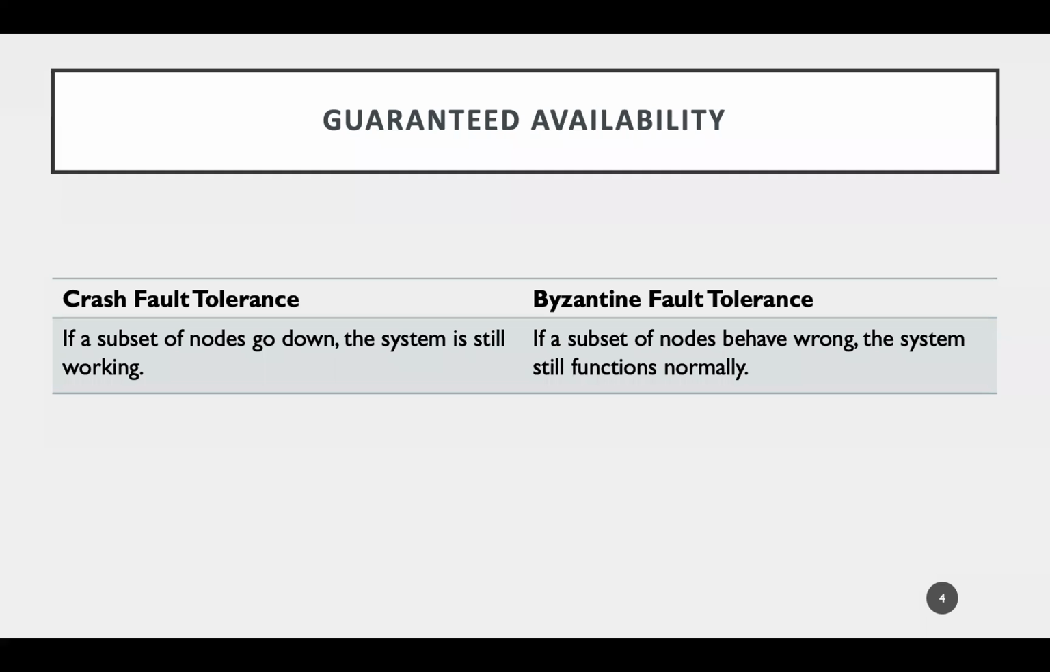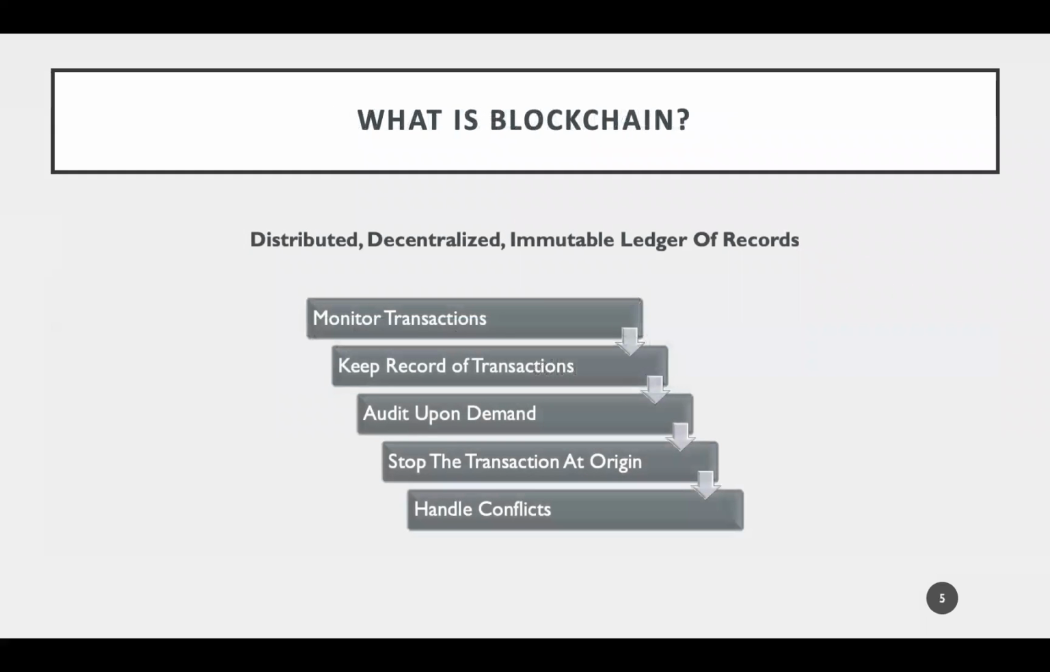So now that we understand what consensus is, a quick recap of what blockchain is, to understand why we are even talking about consensus in a blockchain conference. What is blockchain? I would put it in these three words: it's a distributed system, it's a decentralized system, and it provides us an immutable ledger of records. At its core, any blockchain in some way or other provides these capabilities for us.